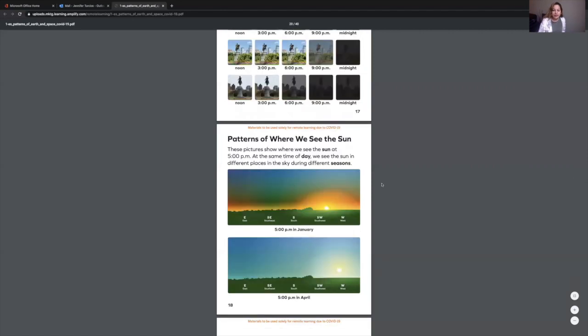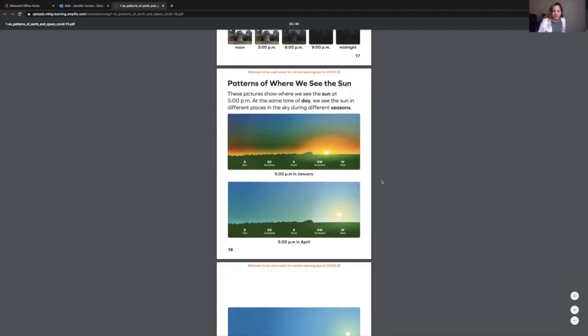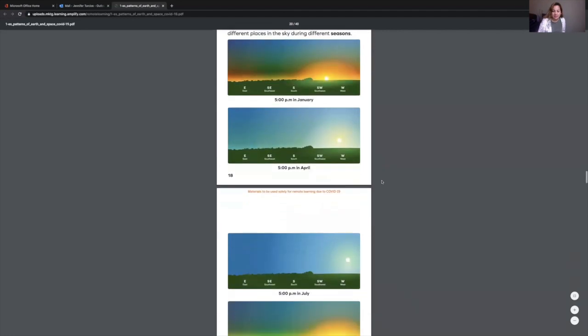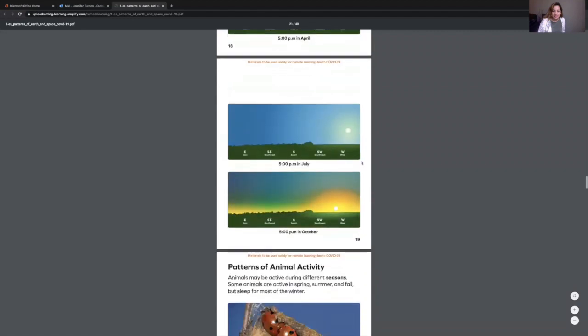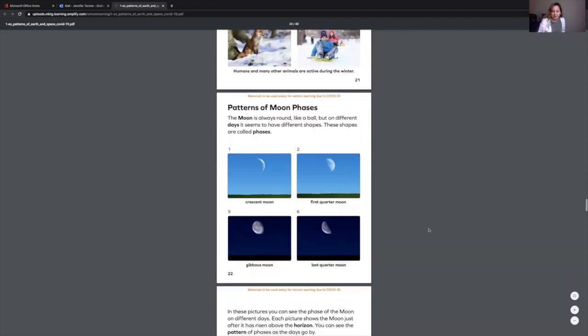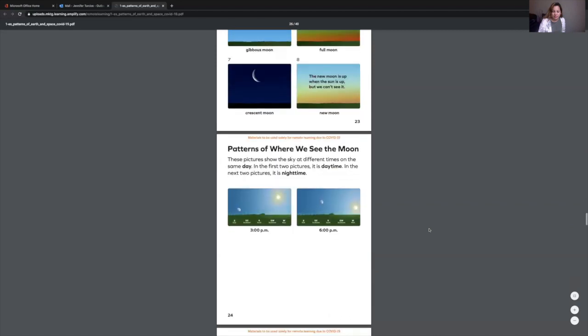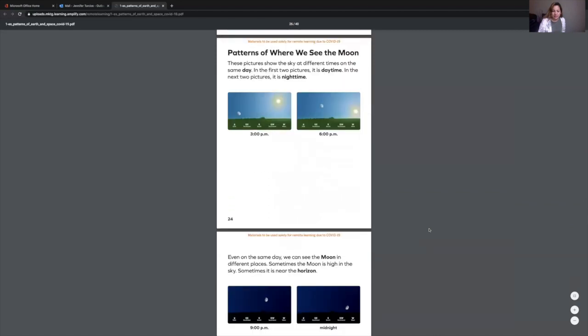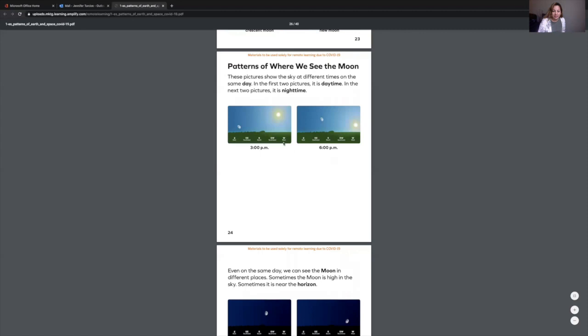These pictures show where we see the sun at 5 p.m. At the same time of day, we see the sun in different places in the sky during different seasons. Notice how in the summer, the sun's more up, whereas in October, the sun is down. And again, at 3 p.m., the moon is actually high up, but in the evening, it's lower.